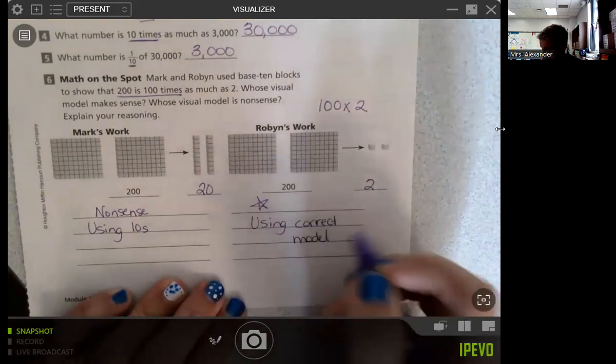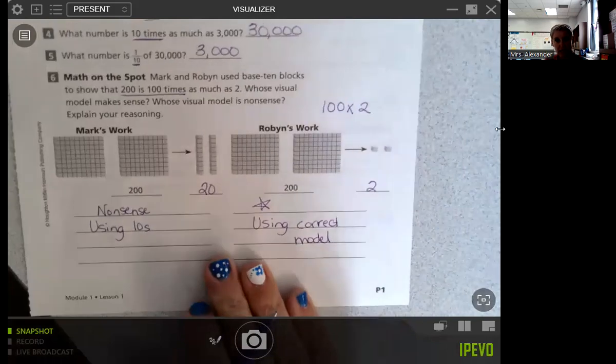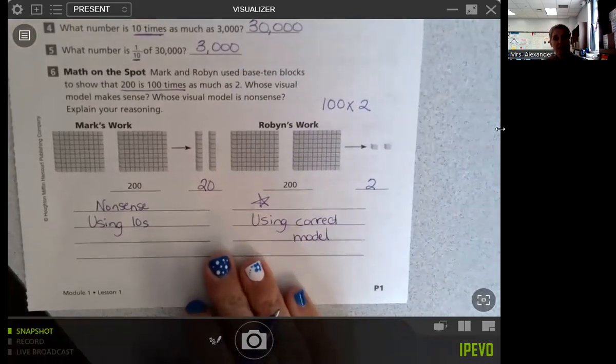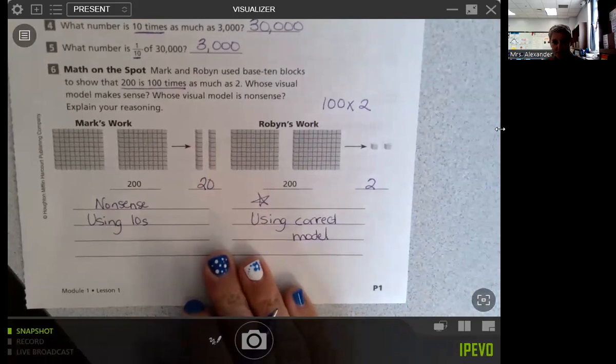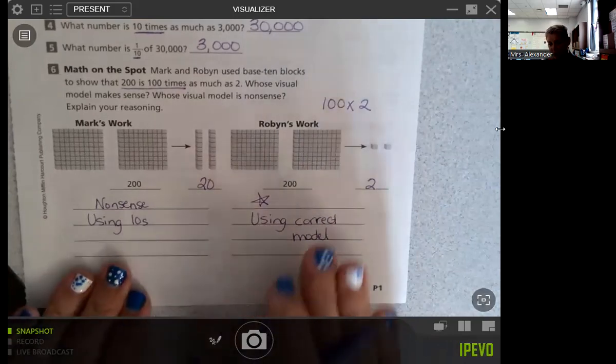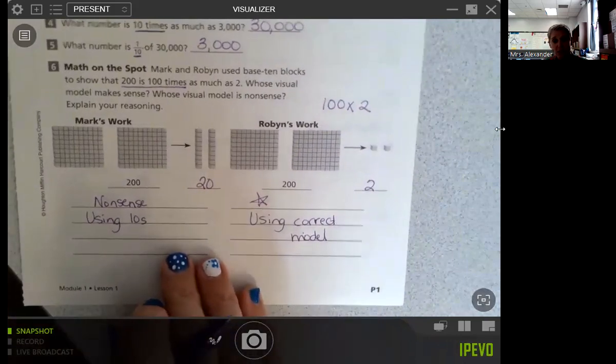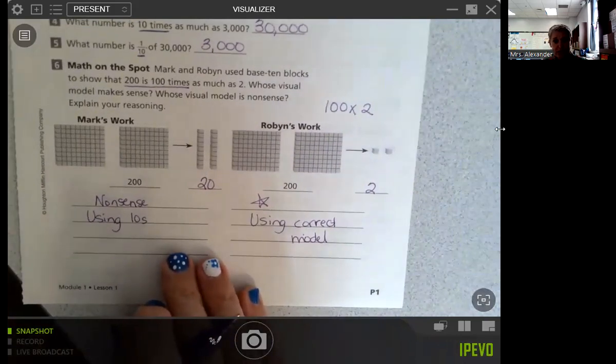All right. So if you had something written there to explain why you thought their models made sense or didn't make sense, I like it. There are a lot of different ways we could have written some answers there. If you want to, in class tomorrow, you can share your reasoning with us.